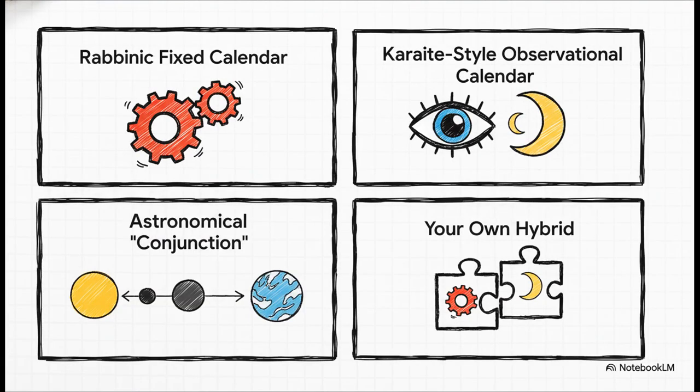So, when you boil it all down, these are the main options on the table. You've got the rabbinic fixed calendar that we've spent our time on, then there's the Karaite-style observational method. Some folks even use a calendar based on the astronomical conjunction. That's a whole other thing, different from the visible crescent. And of course, some people end up creating their own kind of hybrid system from all of these.